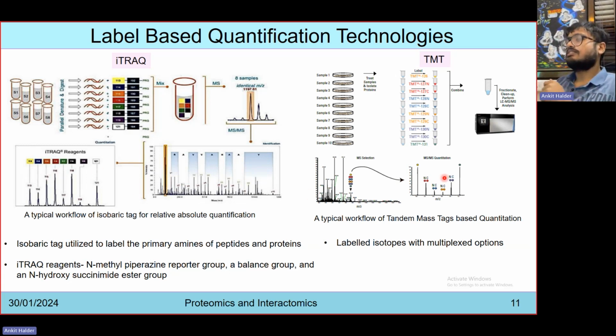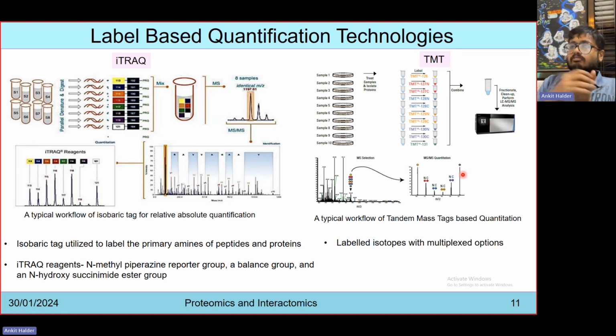So for example, after the MS selection happens in the MS/MS quantitation, you can see the expression of those particular peptides in the different conditions and samples. Then we can say which one has a higher expression and which one has a lower expression, so we can easily get that. So this is the labeled approach.